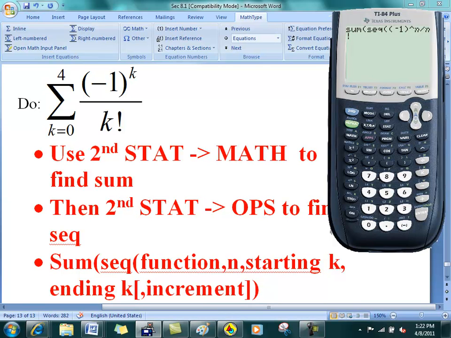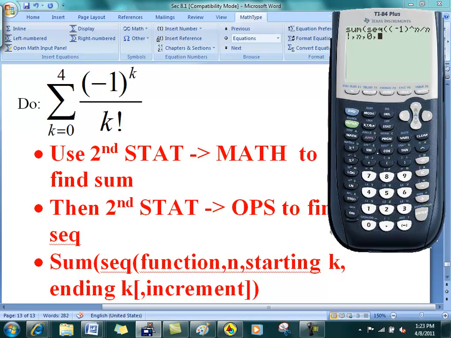Okay? Then you're going to put a comma. You're telling the calculator that you're using the variable n to work this instead of k or i or whatever. Guys, just follow my instructions. Follow what I'm doing in the calculator. And then you put a comma. You're starting out with the number 0. Your sequence starts out at 0. So put a 0 there. Comma.